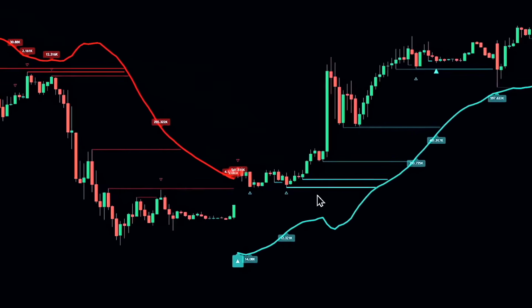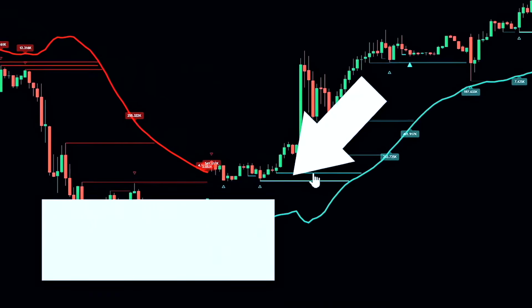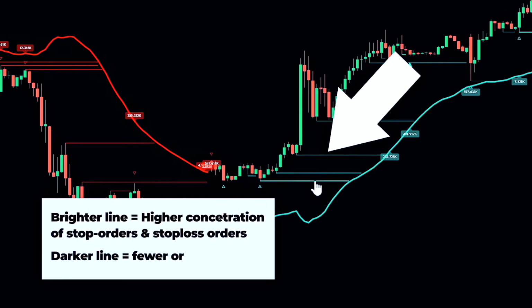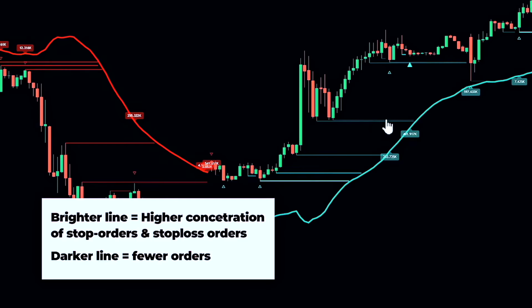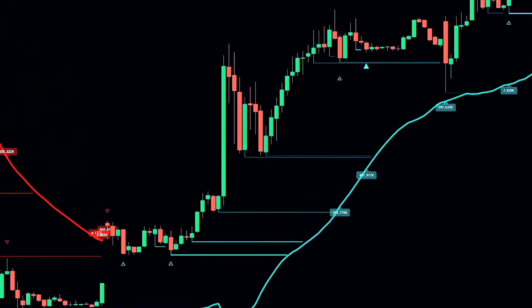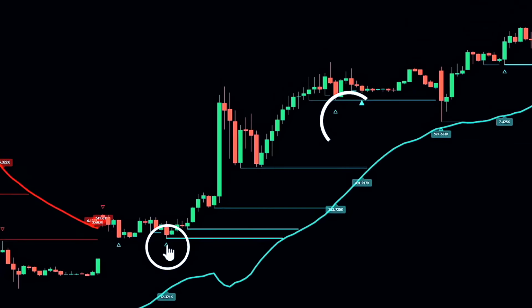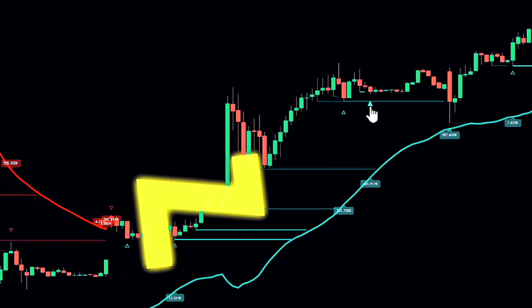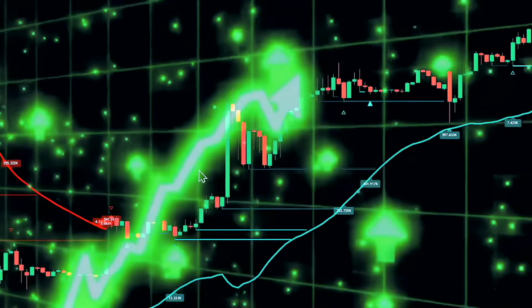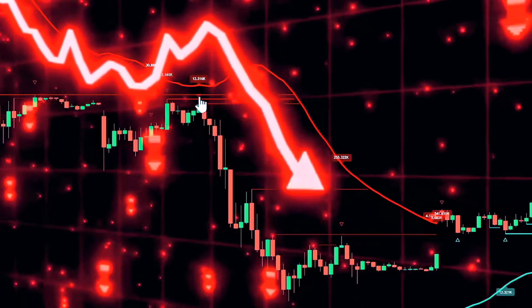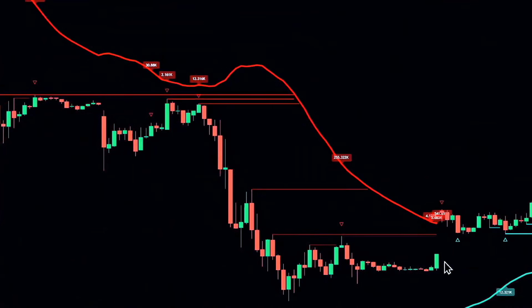The brighter the line, the more stop orders are clustered at that level, meaning it's a hotter spot for liquidity. Darker lines? Fewer orders, less action. When the price hits one of these lines, you get a liquidity sweep, marked by arrows. A green upward arrow signals a bullish sweep, hinting at an upward move. A red downward arrow points to a bearish sweep, suggesting a drop might be coming.